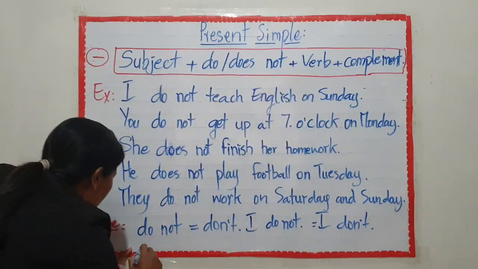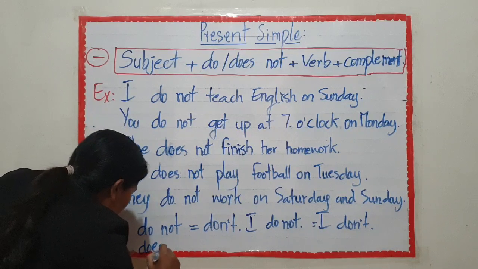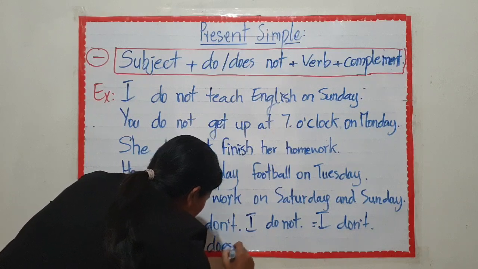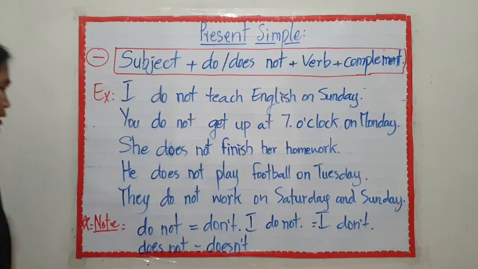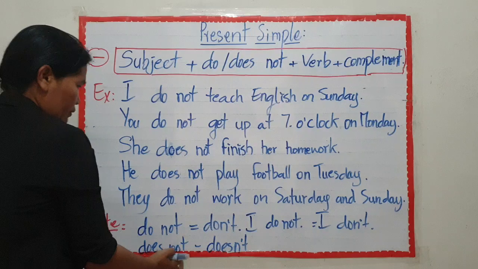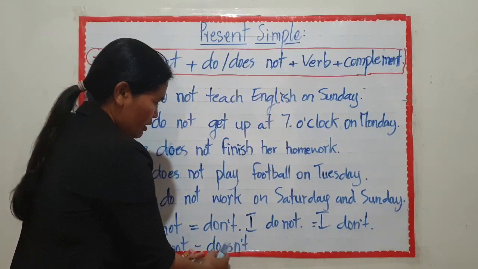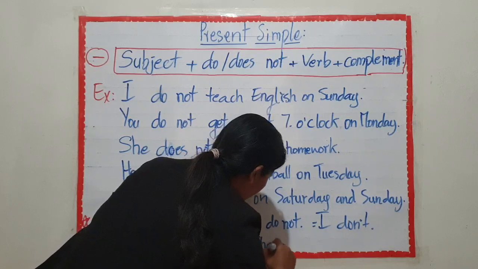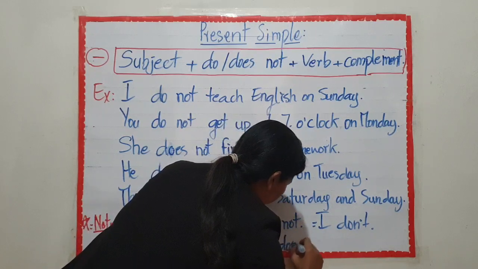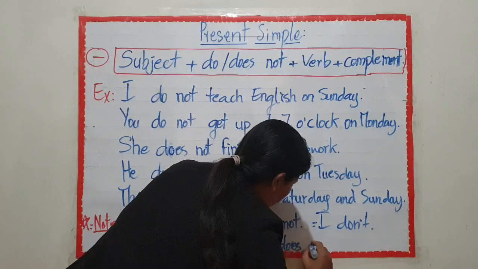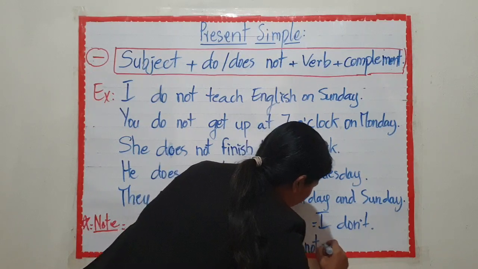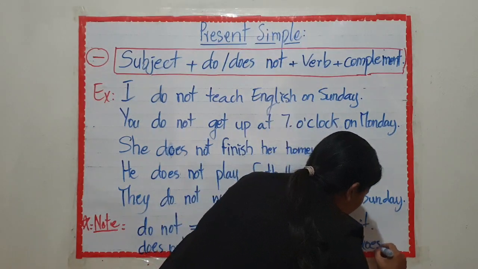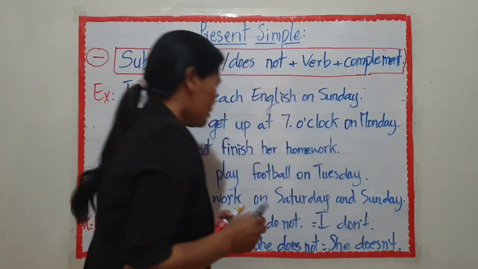You got it? Yes. Okay. One more. Does not. So it becomes the short form doesn't. Like this. Okay. You got it? So does not, when teacher makes a short one, becomes doesn't. So like for example, she does not, so it becomes she doesn't. You got it? Okay, like this.